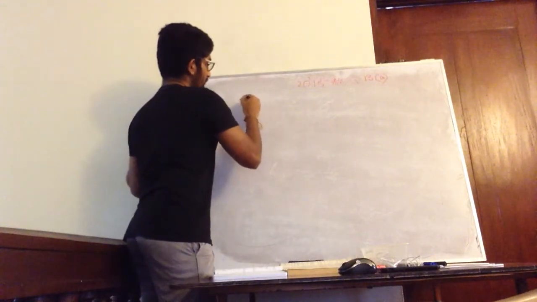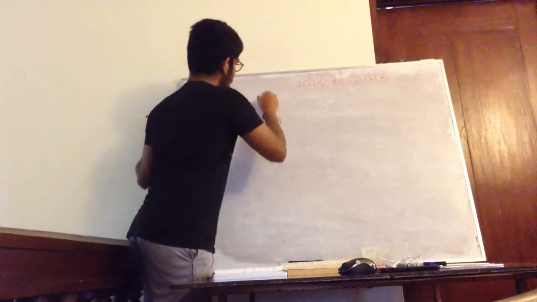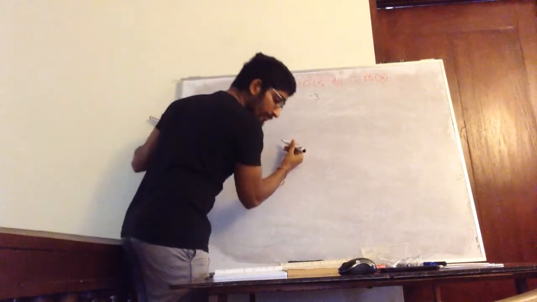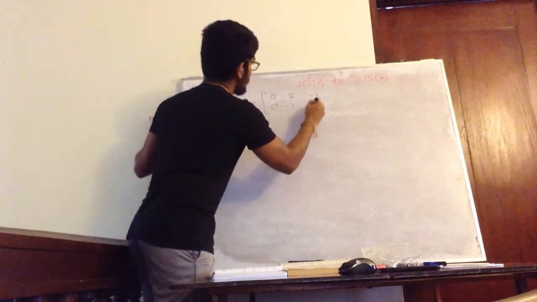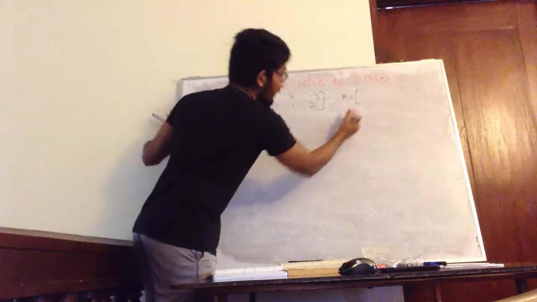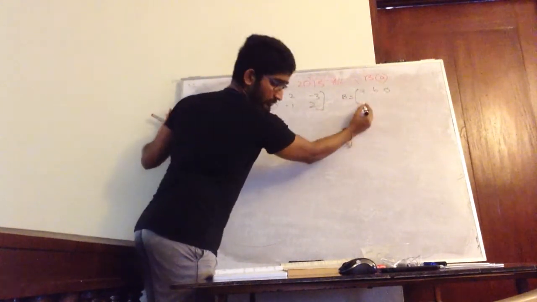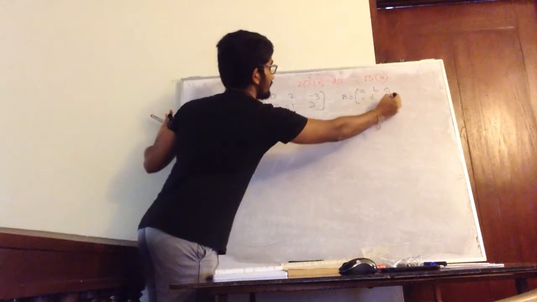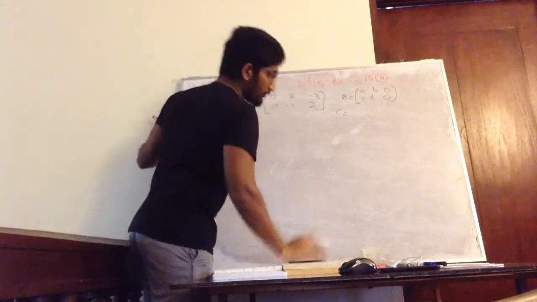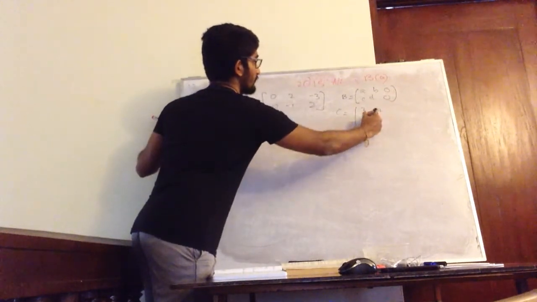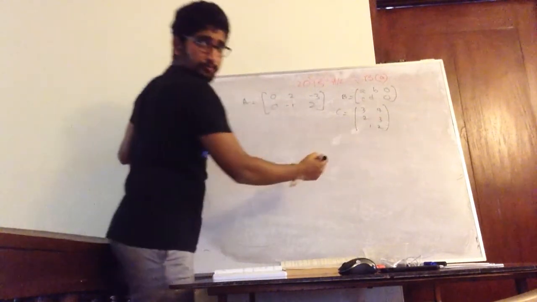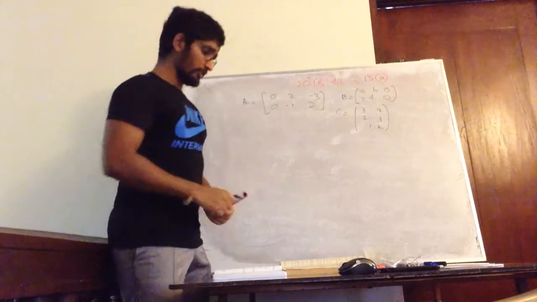A is given as 0, 2, minus 3, 0, minus 1, 2. Then they have given B as a, b, 0, c, d, 0. They have given C as 3, 4, 2, 3, 1, 2. Correct? So what is the first question?